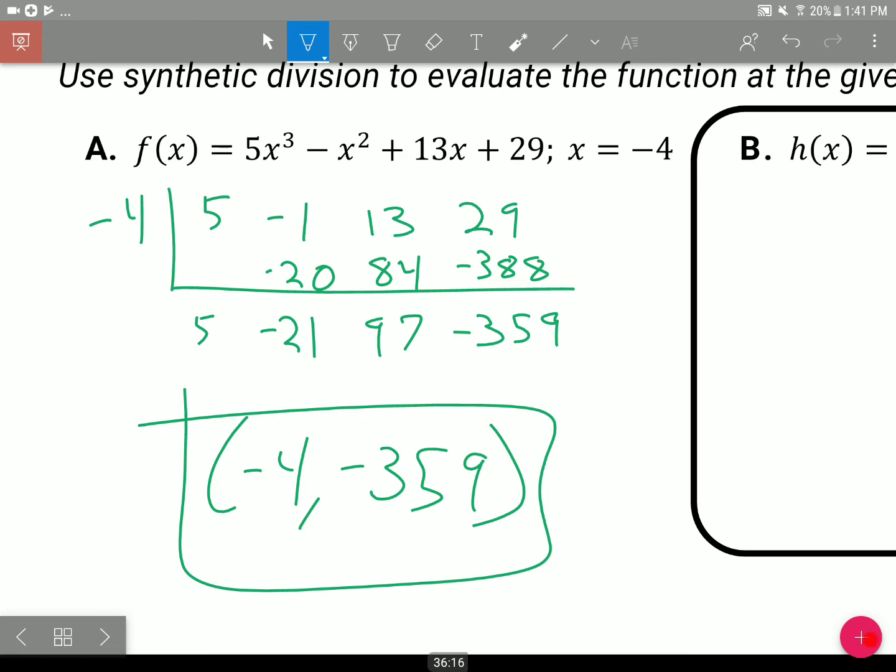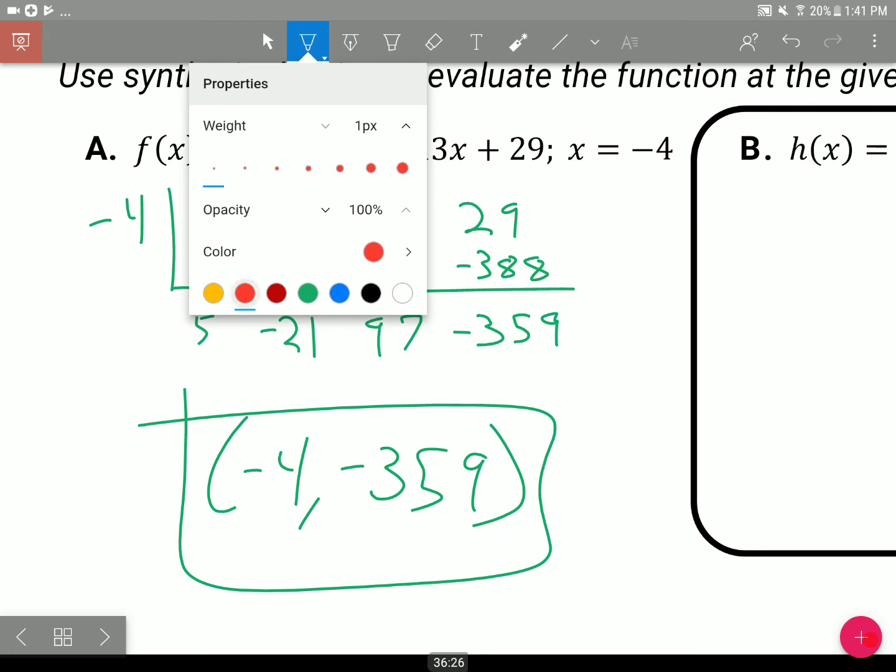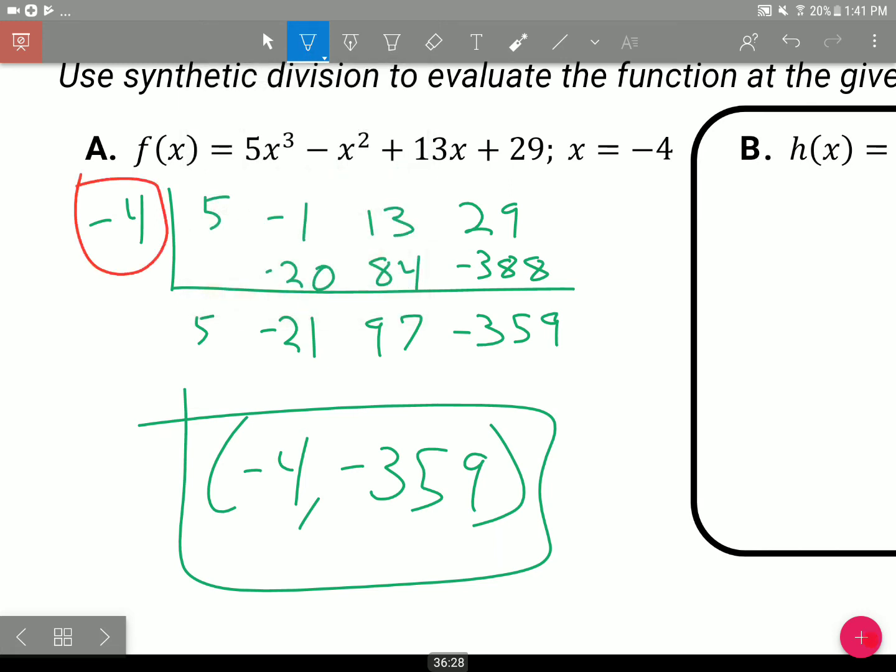Mr. Hunter, you just left the negative 4 and the biggest one? Nope, the remainder. It's the remainder. Your answer is whatever you were multiplying by out here and your remainder. Oh, that is easy. So if they tell you to use synthetic division to evaluate, that's all you're doing. Grab whatever you're multiplying by, grab the remainder.